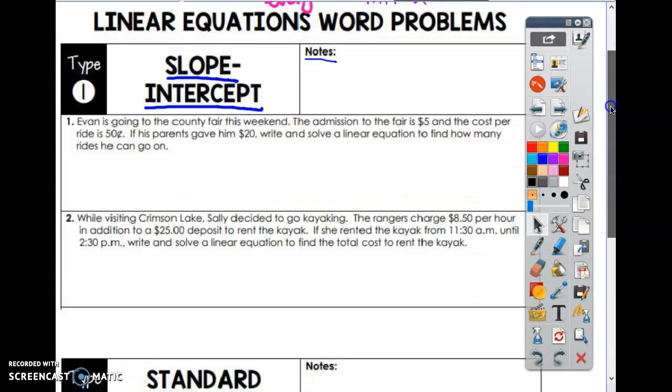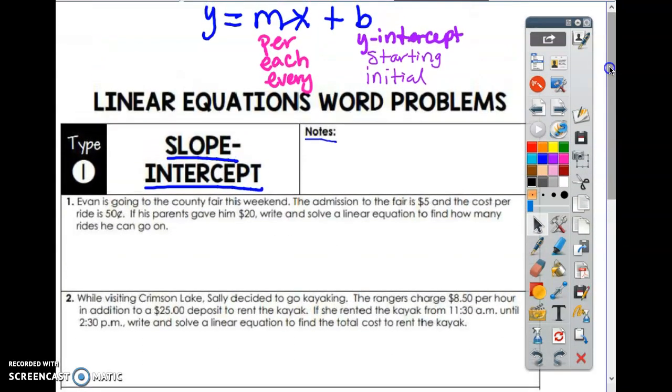So if I look at problem number 1, it says, Evan is going to the country fair this weekend. The admission to the fair is $5. The admission, that means how much he pays to get in, right, at the beginning. And the cost per, remember, I told you this word, per, it's going to have an x with it. So the cost per ride is 50 cents. So the 50 cents is the one that has the word per.